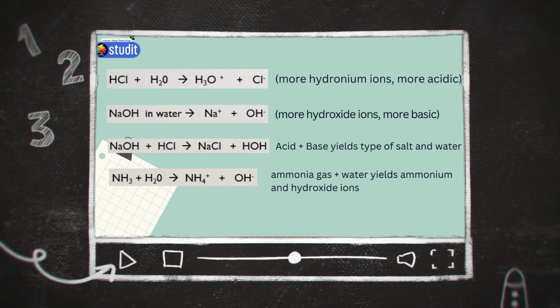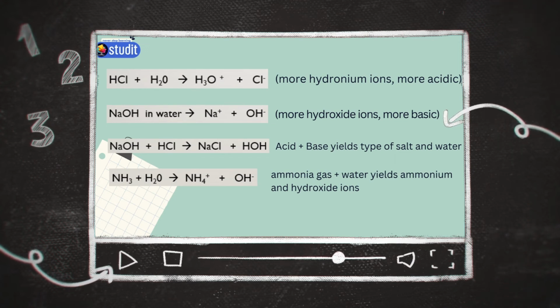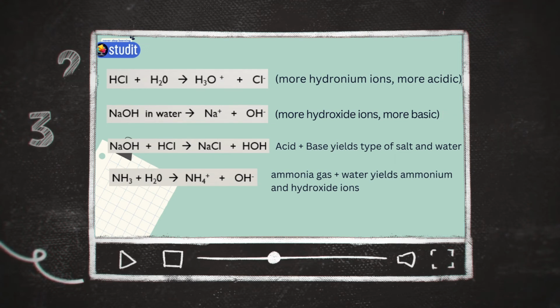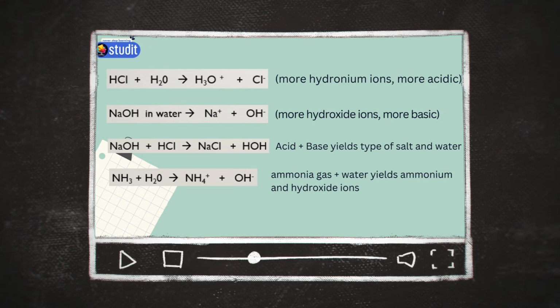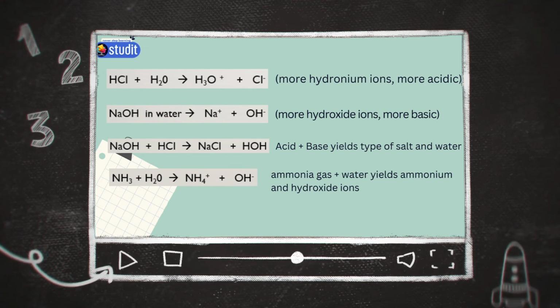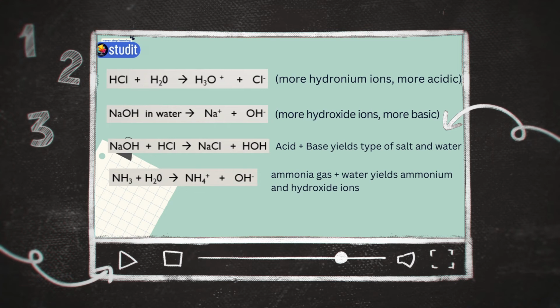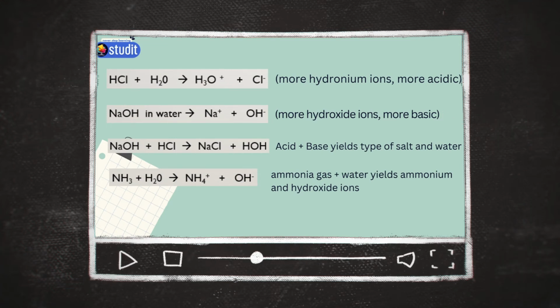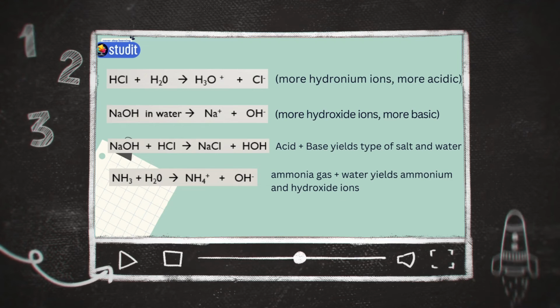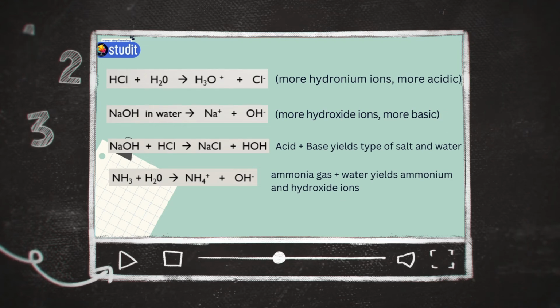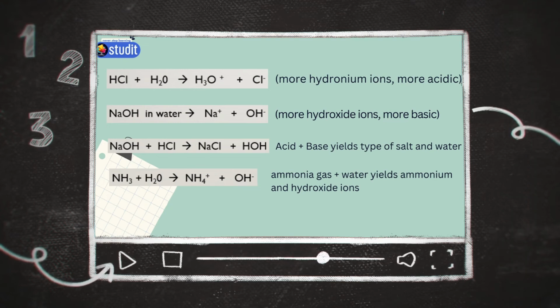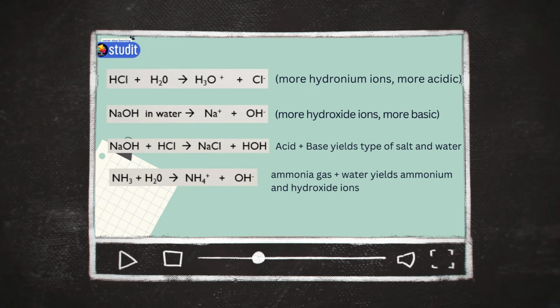There are some reactions like HCl plus H2O, which gives H3O+ and Cl−. So here the hydrochloric acid combines with water and gives H3O+, the hydronium ion, and a Cl− ion. Like there is NaOH also in water. The NaOH gives Na+ ion and OH− ion.